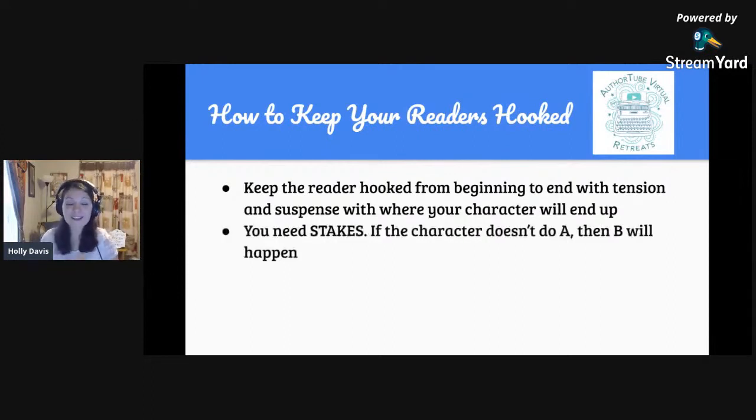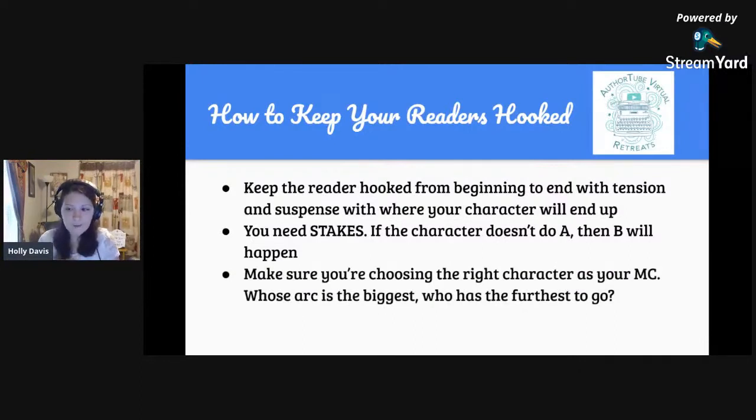And this is big, you guys, you need stakes. So stakes are, if the character doesn't do A, then B will happen. And this is a big thing for agents too, especially if you're going the traditional publication route, and then obviously even if you're self or indie published, your readers want this too. They want to know, oh my gosh, what's going to happen in the end? Because if the character doesn't get this, then this is going to happen.